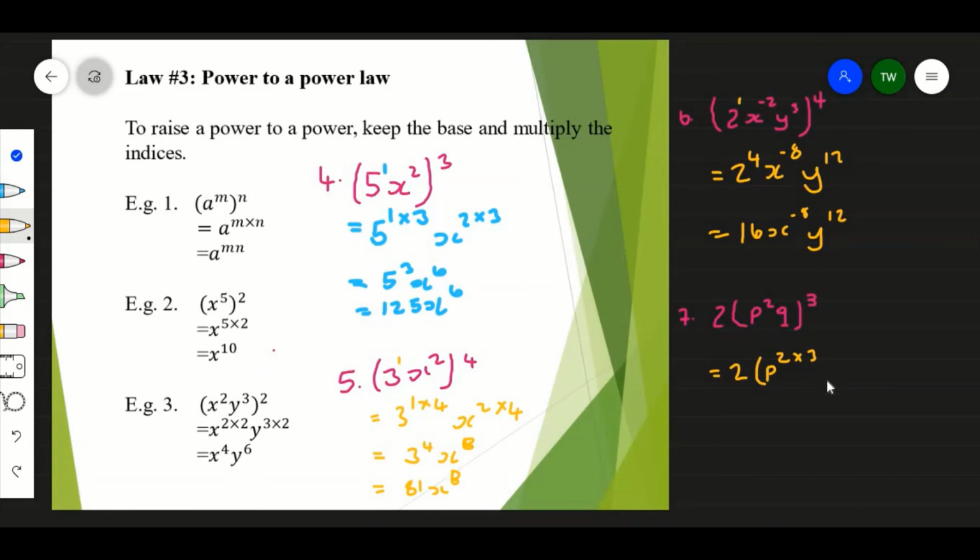Then q. Remember that q by itself is the same thing as q to the 1st power. So it's going to be q to the 1st power multiplied by the power outside of the bracket, which is 3. And then we close our bracket, which is going to simplify to give us p to the 2 times 3, that's 6. So p to the 6 and q to the 3rd power.